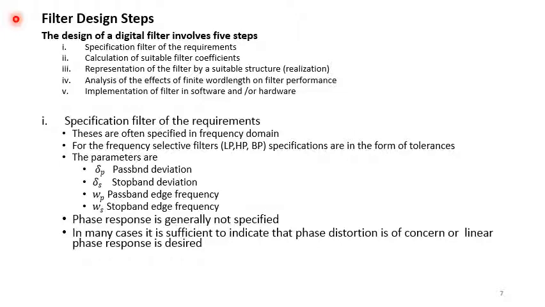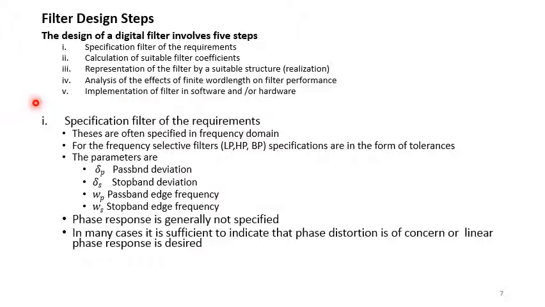The third step is representation of a filter by a suitable structure. We also call it realization by structure. I think you have a good understanding of the different types of structures we have. The fourth step is the analysis of the effects of finite word length on the filter performance, and the fifth step is implementation of the filter in software and or hardware.